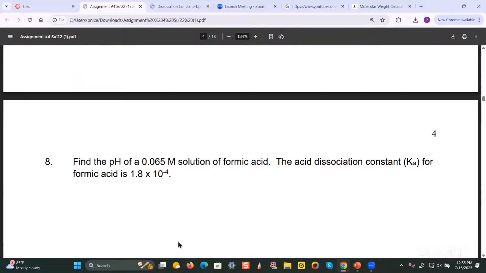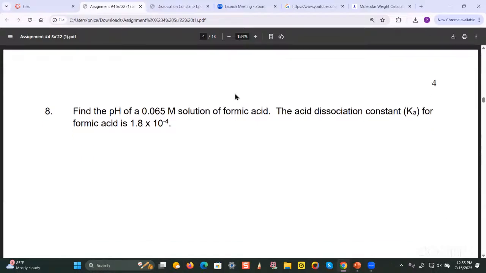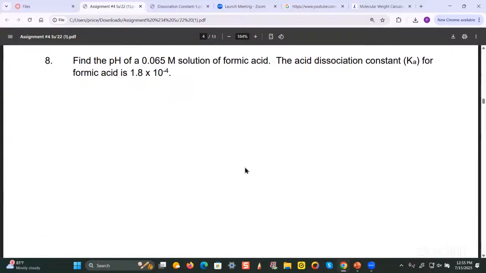Okay, so now we're going to get into the weak acid topic that we talked about earlier. So this says, find the pH of a 0.065 solution of formic acid, and it says that the dissociation constant Ka for formic acid is 1.8 times 10 to the minus 4, all right? So if you remember what I mentioned earlier, let me get my pen working.